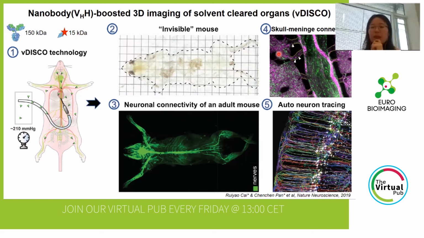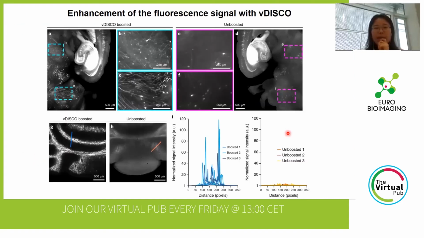Now we can also image the inner signal across the bone, for example through the skull. We can identify the skull-meninges connections. Here is the superior sagittal sinus, and here is the brain part, and across the sagittal sinus and the meninges, we can identify these small connections. And due to the high quality of the signal, we can now do automatic neuron tracing. So let's go to the details.